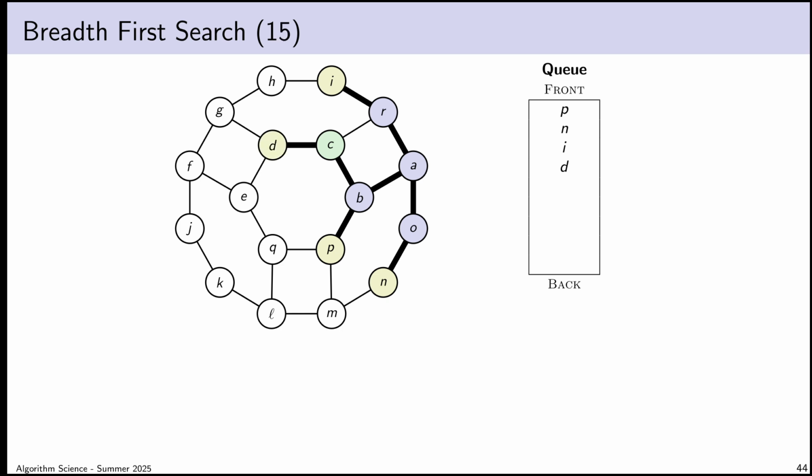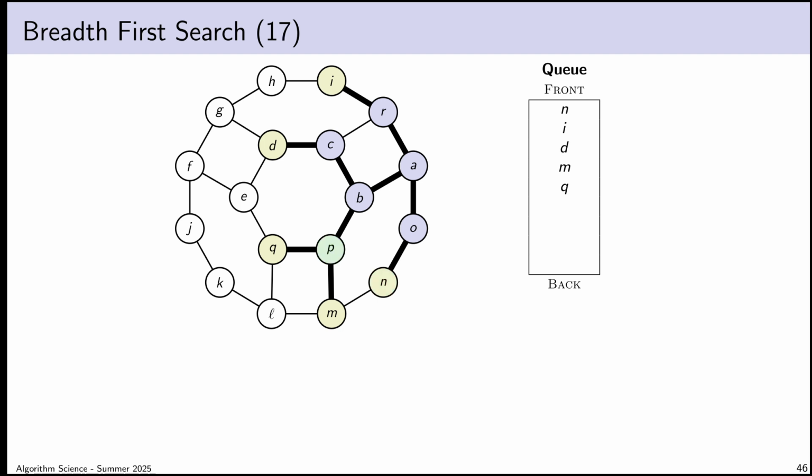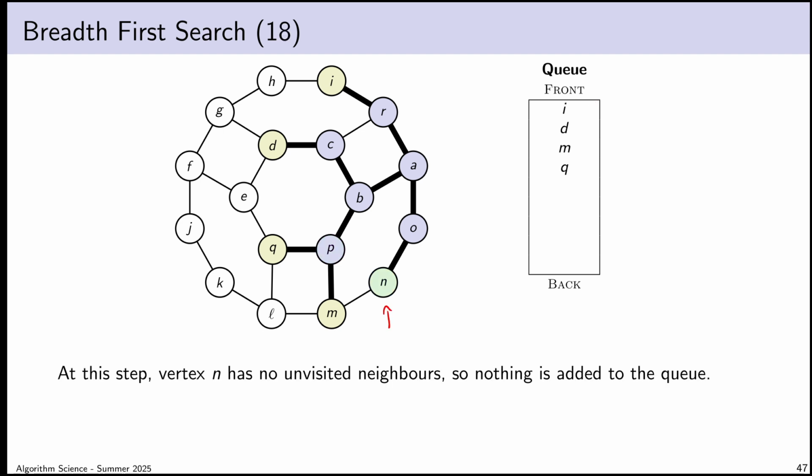Okay, so we keep going, and notice that the queue sort of grows and shrinks. In certain cases, the queue expands by a lot. In certain cases, it only expands by one. But we are making progress through traversing the entire graph here. Okay, so we now pull out the vertex at the front of the line from the end of the last step, which was vertex N. We pull that out of the queue, and we notice at this step, vertex N has no unvisited neighbors.